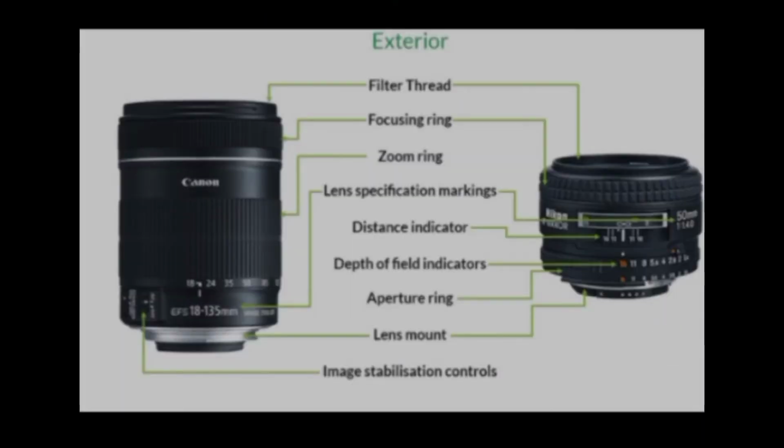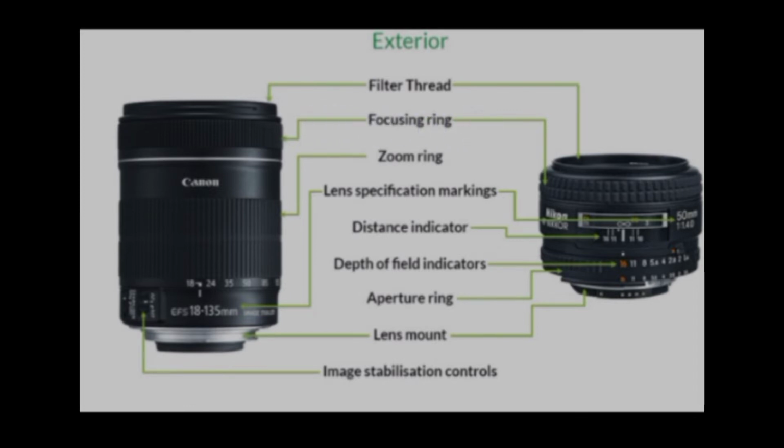of the camera. In each name, I will explain what it is for. First in this part is the filter thread. The filter thread, sometimes known as the filter ring, is a threaded piece at the front of a lens that allows you to connect accessories like filters and lens hoods.